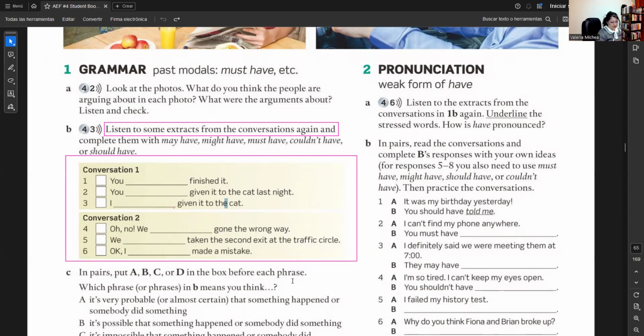Alrighty. Let's listen to the audio one more time so you can check your answers and then we'll discuss them. Let's go.